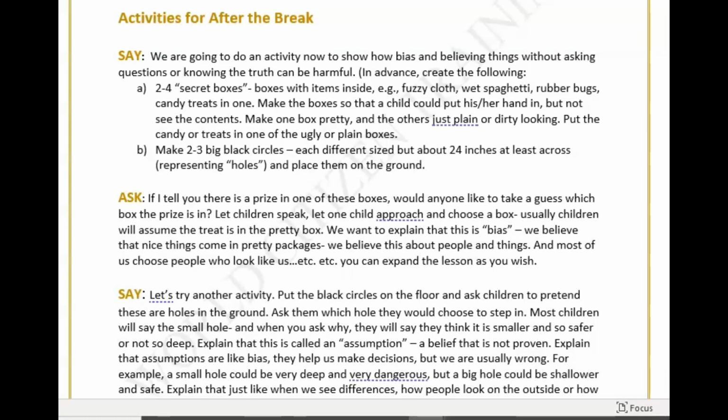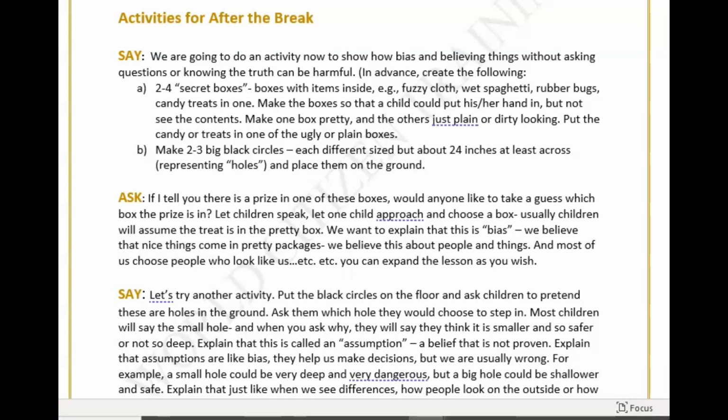And we explain to them that this is called an assumption. It's a belief that is not proven. Sometimes it's based in logic or experience, but assumptions are like bias. They help us make decisions, but they're generally wrong. So we explain to them, for example, a small hole could be very deep and very dangerous, but a big hole could be shallow and safe.